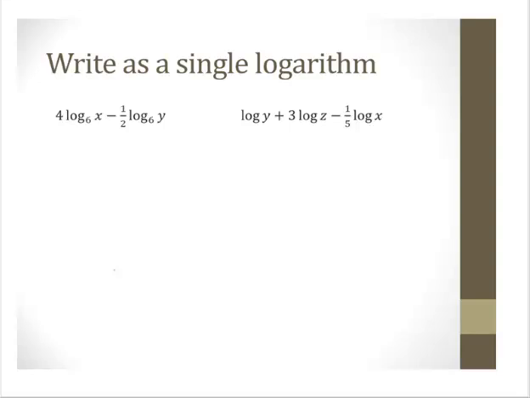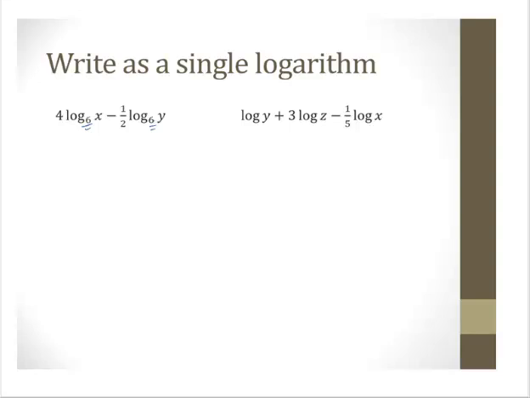So let's see some examples of how we can use these properties. We're asked to write as a single logarithm, and here I have 4 times the log base 6 of x minus 1/2 times the log base 6 of y. Since they're of the same base, I can use properties to rewrite these as a single logarithm.